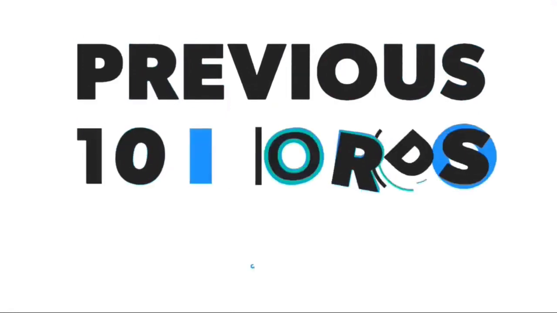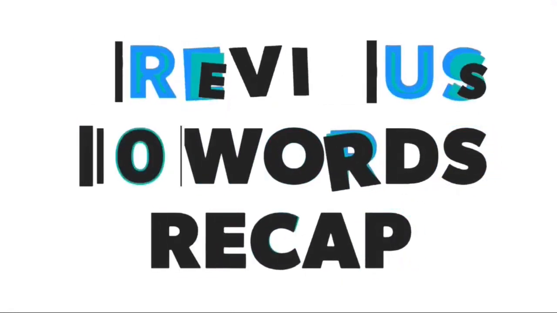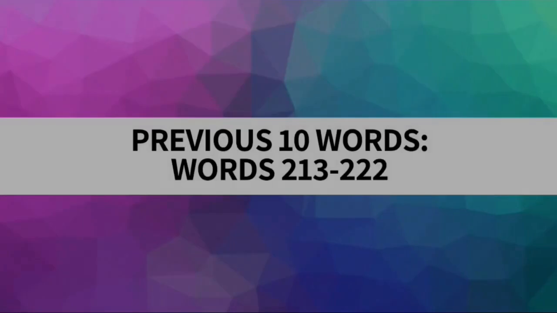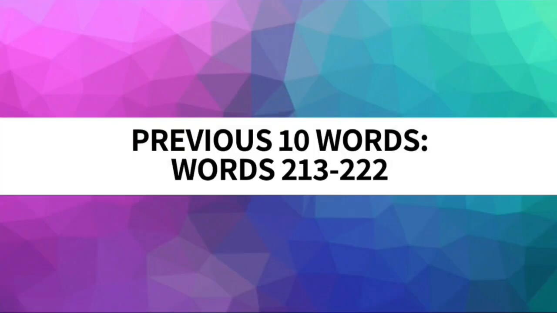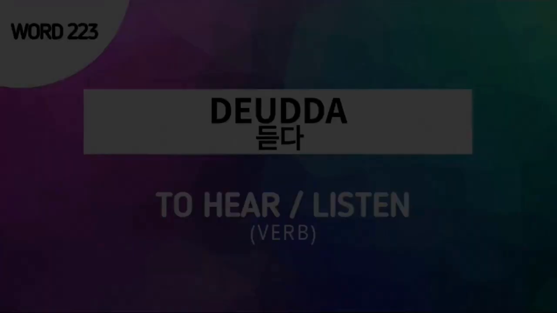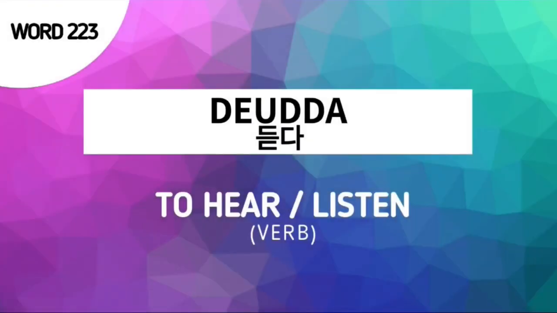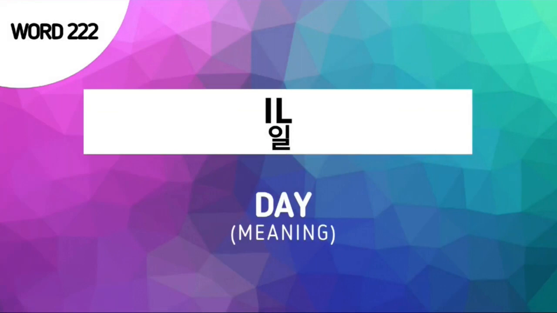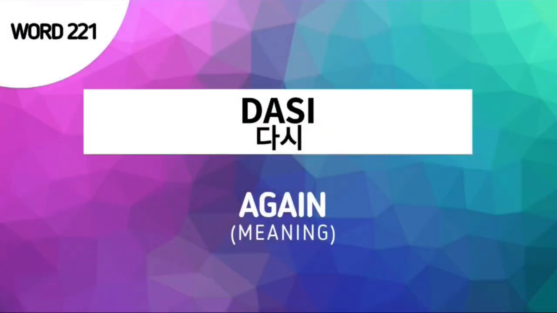Now let's proceed to the previous 10 words recap. As of now, the previous 10 words are words number 213 to 222. Don't forget our word for today, word number 223, 듣다, which means to hear or listen. The first word for our review is word number 222, il, which is another term for day in Korean. Word number 221 is dashi, which means again.